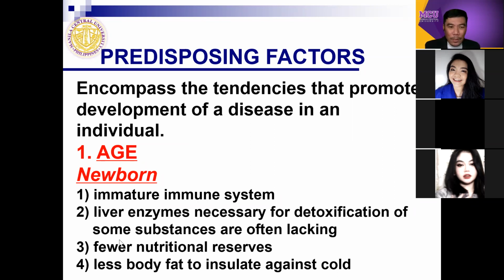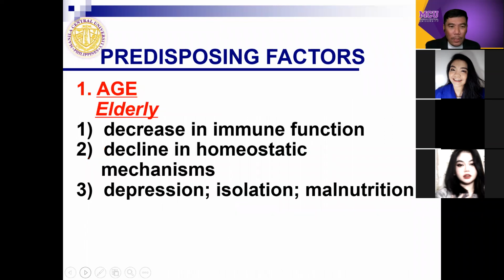Next po, other than with the newborn, let us proceed with the elderly naman. Okay. Sa elderly naman, predisposed ang elderly natin sa infection kasi decrease in immune function. Yan na yung sagot. Yan yung mini-mention ko sa inyo before when we start studying pathophysiology. Most of you will answer decrease in immune function. But let us take into consideration a deeper explanation of why decrease in immune function.